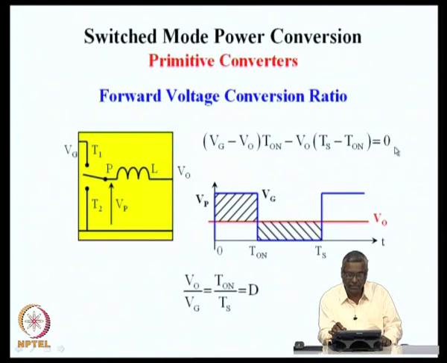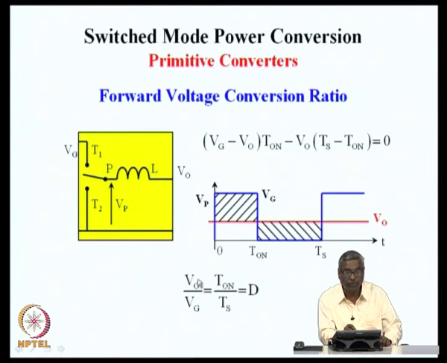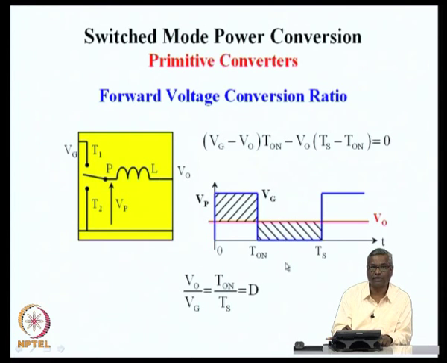And if we expand this, it gives rise to the relationship of forward voltage conversion ratio V naught by Vg is the same as T on by Ts, and we give a name to that called duty ratio. D is the duty ratio, and it is the ratio of on duration 0 to T on divided by the total duration Ts. So, this is the first performance measure of any power converter. The first performance measure is the ratio of output voltage to input voltage. Under ideal condition, for this primitive converter, this is the same as the switch duty ratio.